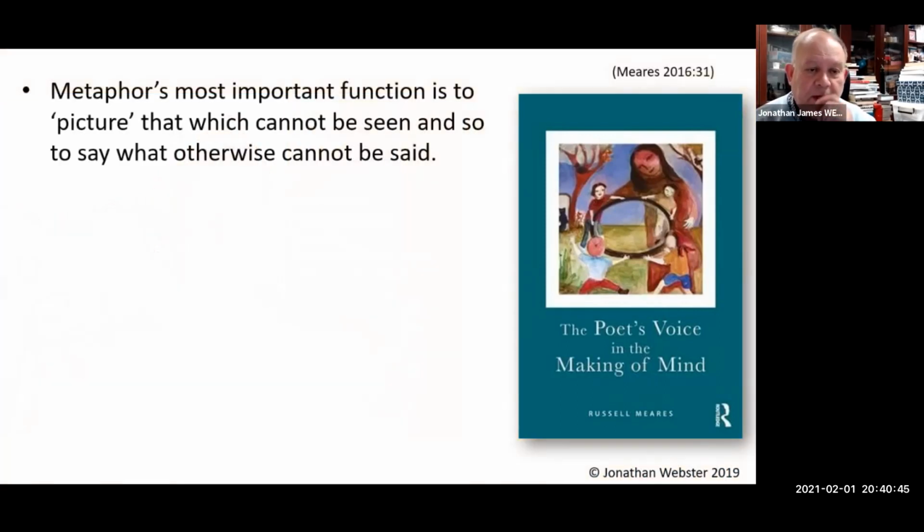What he says is this: metaphor's most important function is to picture that which cannot be seen, and so to say what otherwise cannot be said. When language fails us, and it does sometimes, right? We don't have the words for it. We don't feel that we're communicating as we want to. When language fails us, there is still some resource in language, and it is a metaphor making potential. And the usefulness of metaphor is to picture that which cannot be seen, and so to say what otherwise cannot be said.